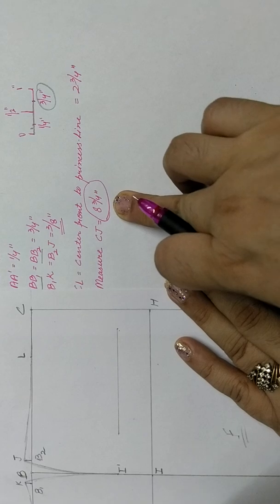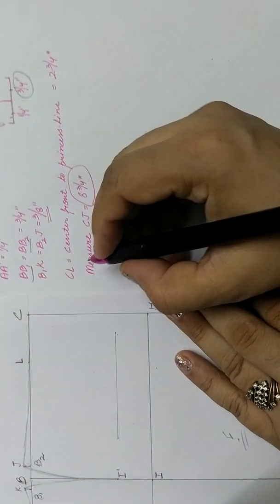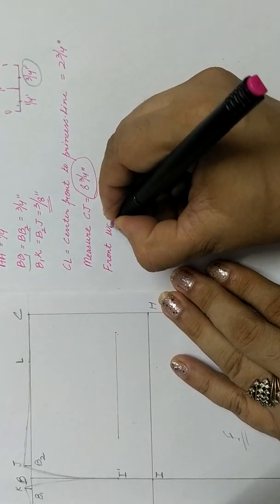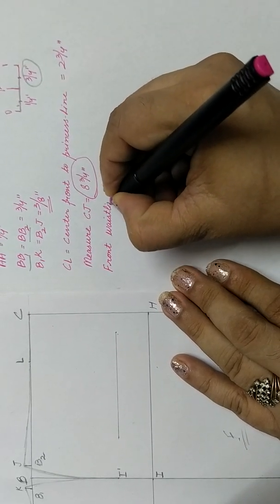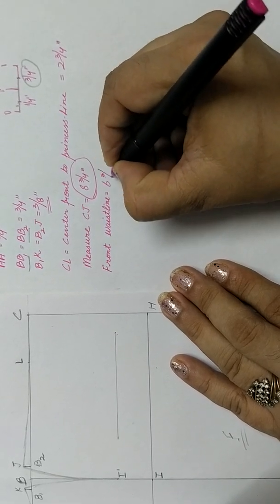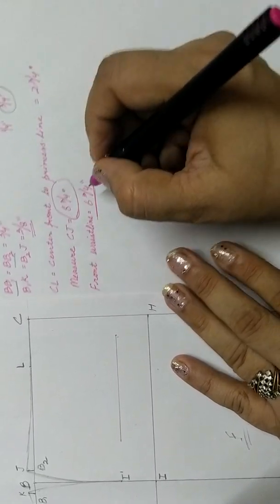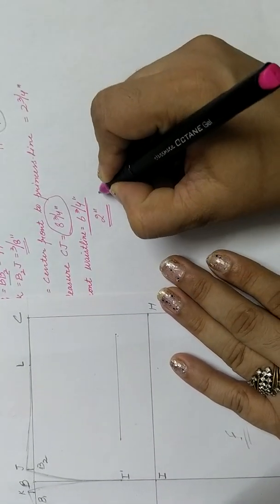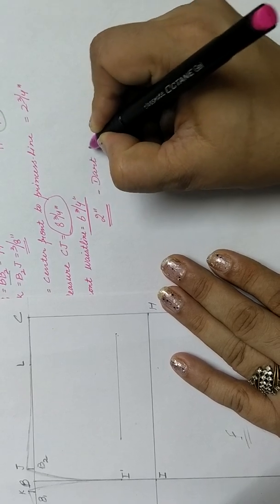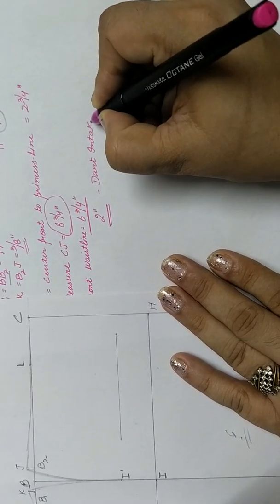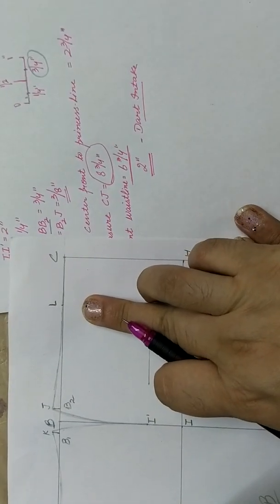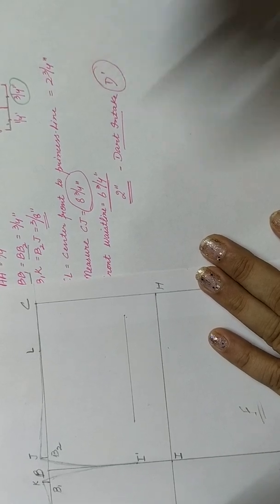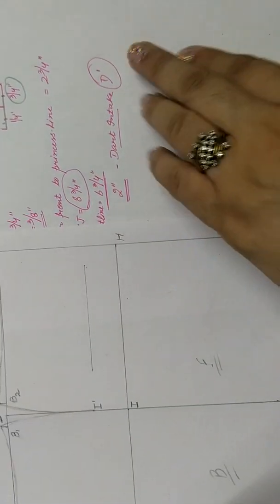I have taken this measurement as 8/3/4, and the front waistline measurement is 6/3/4 inches. So we will subtract 6/3/4 from 8/3/4 and we will be left with 2 inches. So 2 inches is the dart intake for the dart that will fall on the front block, and I can label this dart as D1. ठीक है, हमारे रेफरेंस के लिए हम इसको एक नेम दे देते हैं D1.